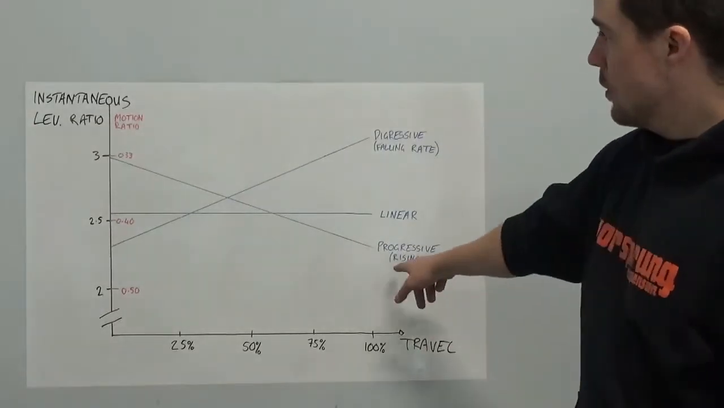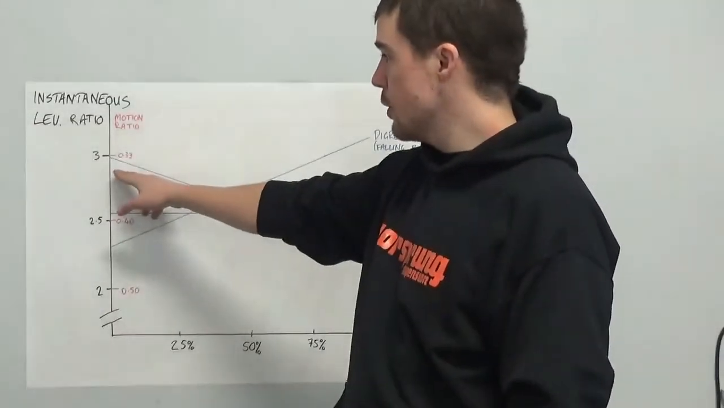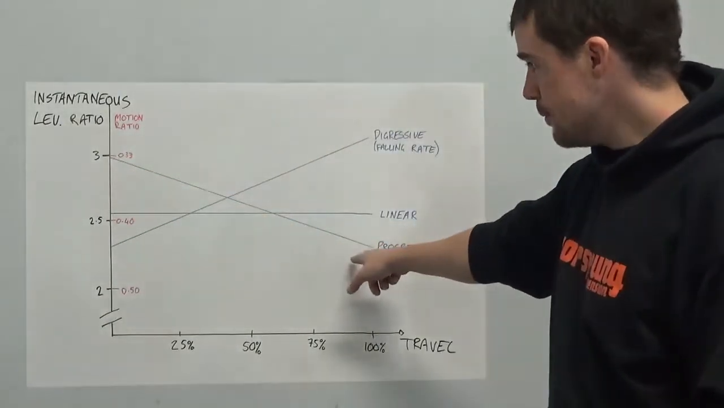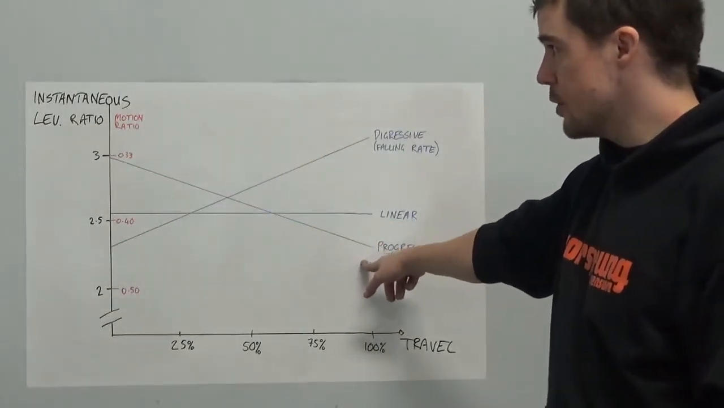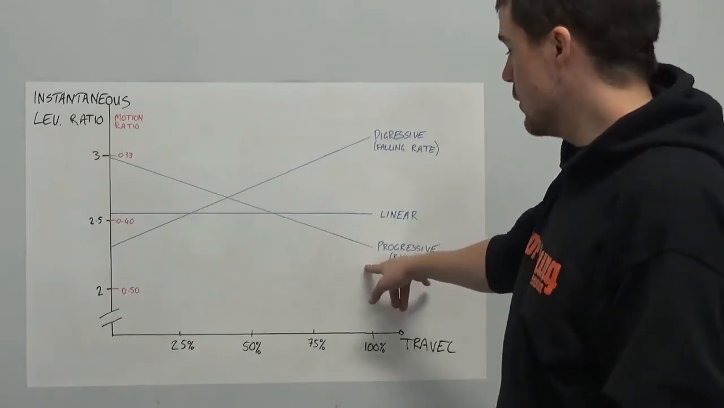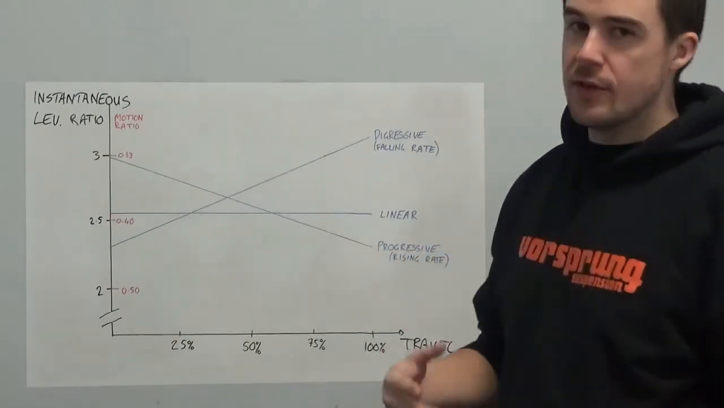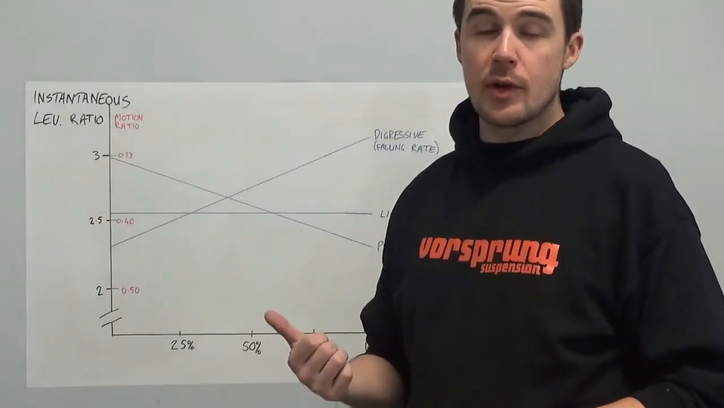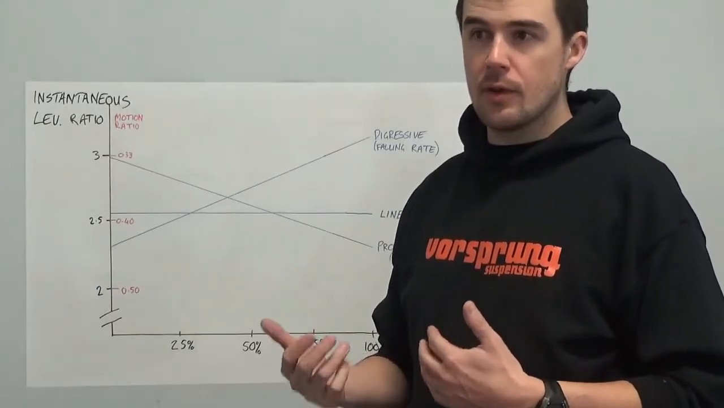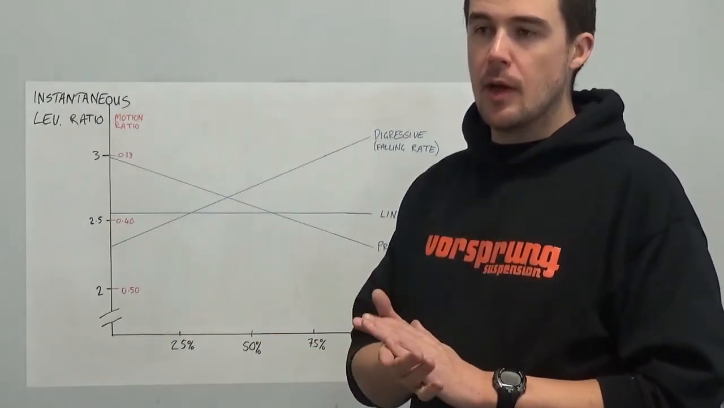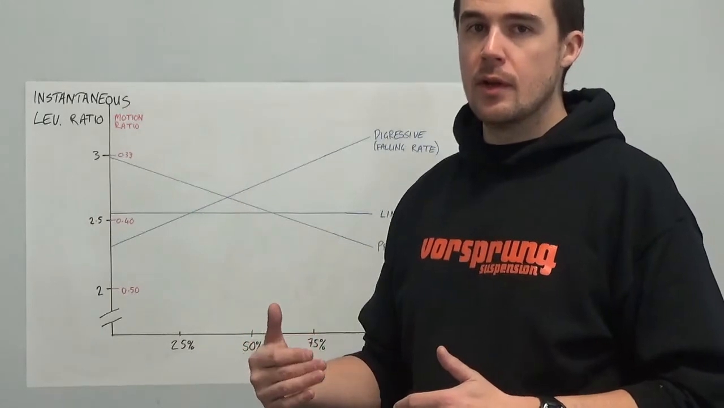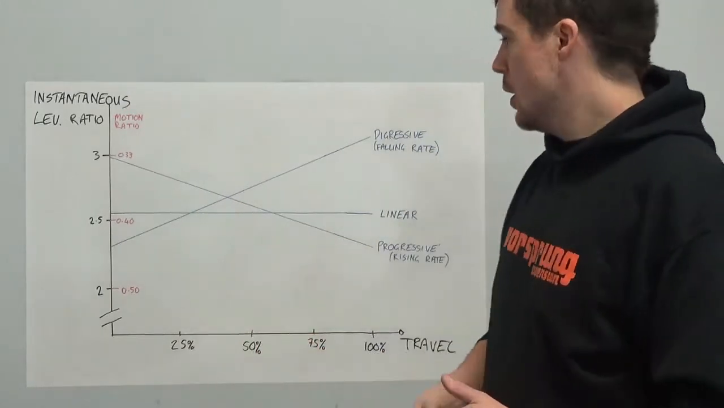So something that starts with a high leverage ratio or a low motion ratio and moves to a low leverage ratio or a higher motion ratio is considered progressive. The reason for this is that the effective spring rate and the effective damping rate for a linear spring on the shock, or a linear damper, increase at the rear wheel according to where you are in the travel.